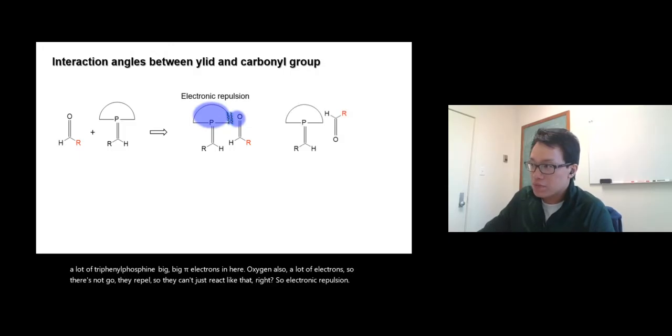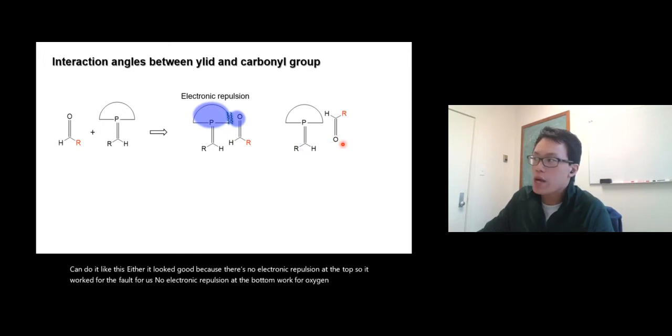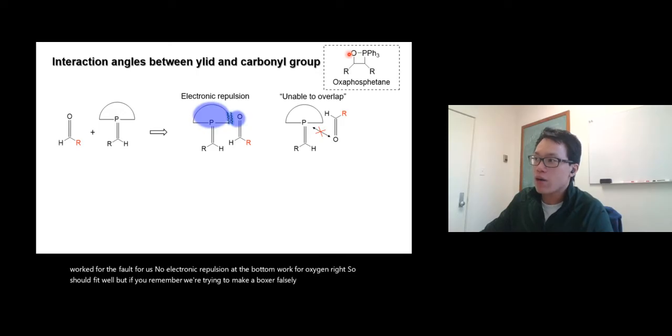We can't do it like this either. It looked good because there's no electronic repulsion at the top, so it worked for the phosphorus, and no electronic repulsion at the bottom, so it worked for oxygen. So it should fit well. But if you remember, we're trying to make oxaphosphetane, where phosphorus and oxygen are about to make a bond.